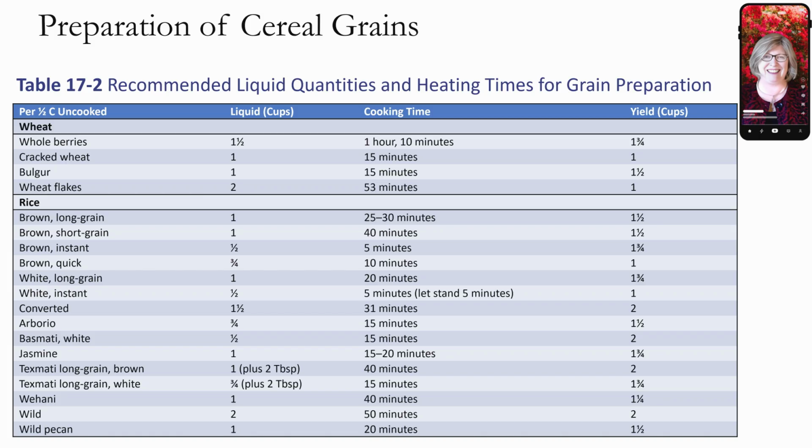So the volume is different, the cooking times are different, the amount of liquid you use compared to the 1/2 cup uncooked grain is different, which is why we need to follow the cooking directions on the rice or use a chart like this if you don't have those directions.